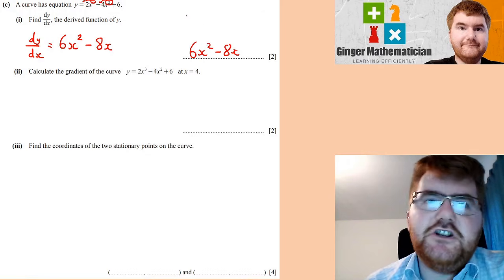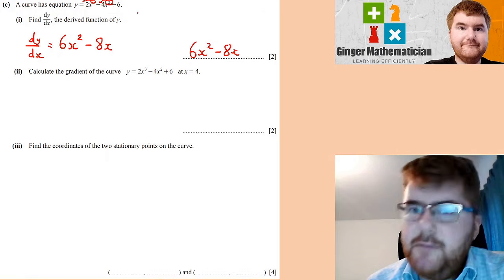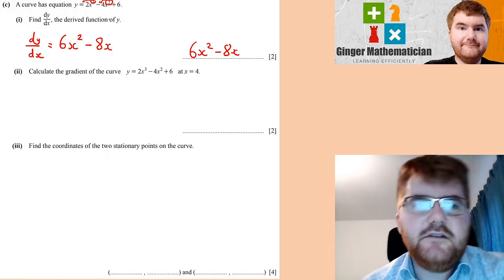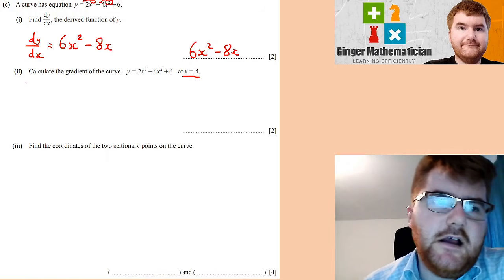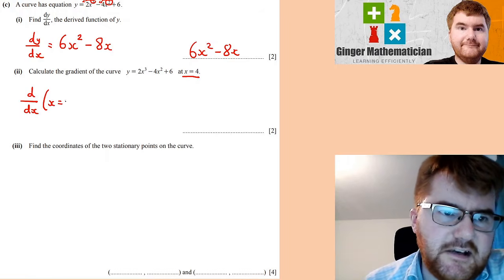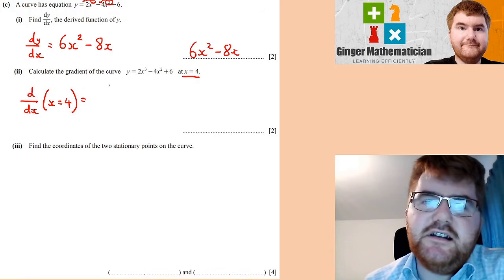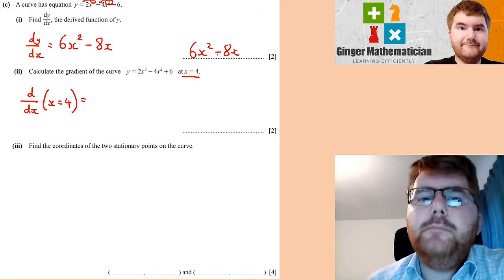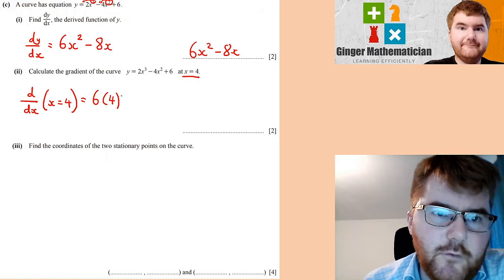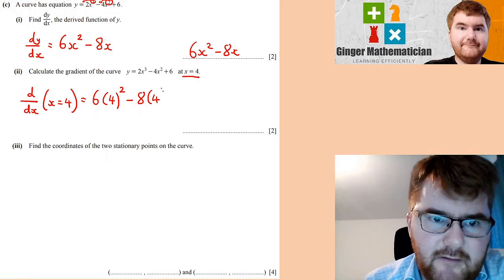Remember, if you differentiate the 6, then the gradient of that is 0, so that will disappear. And now this is very typical on the part 2. We want to work out the gradient at a specific point. So we want to work out the gradient when x is equal to 4. So we take our initial answer here, so 6x squared minus 8x, and replace the x with 4. So we get 6 lots of 4 squared minus 8 times 4.